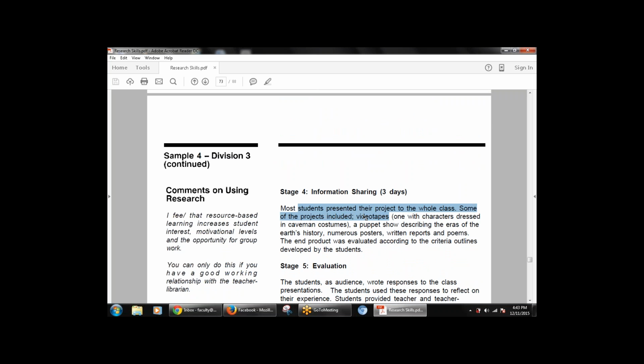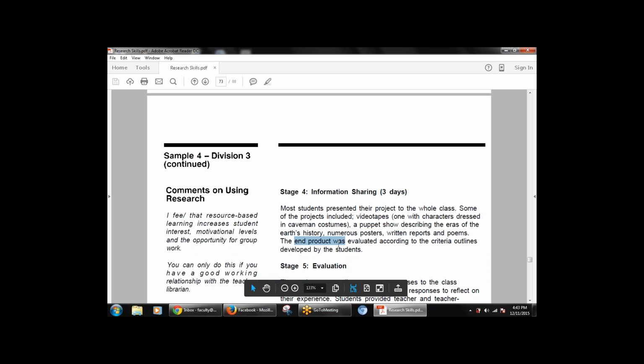Most students present their project to the whole class. Some of the projects included videotapes, one with a character dressed in a caveman costume, a puppet show describing the eras of the earth's history, numerous posters, written reports, and poems.